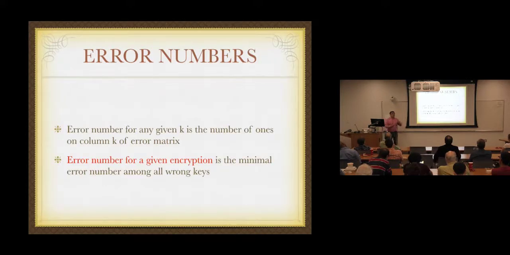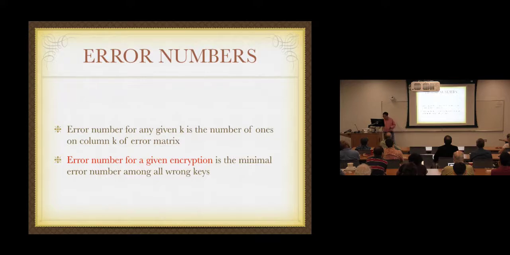So here, we can define error number on the matrix, right? For each column, the number of ones is the error number on that given key. And then we define the error number for the whole matrix as the minimal error number among all wrong keys, right? Because that matters. Because if you consider approximate attack, you don't want any k that generates a very low error number. So we use the minimal number among all the columns as the error number definition.